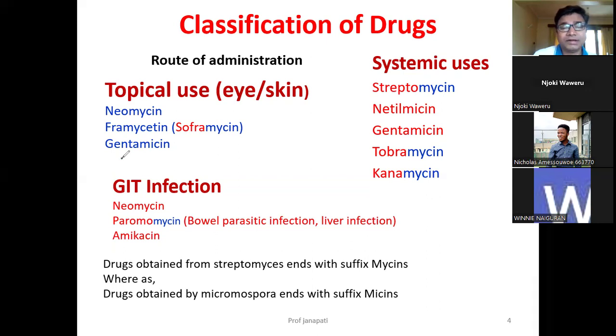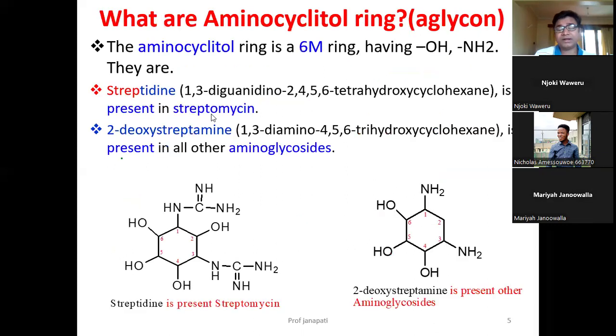Okay. Now, let us see what are aminocyclitols. As I told you, this is an aglycone portion, which has a cyclic structure, as the name suggests. They have amino groups and hydroxyl groups on a six-membered cyclic ring structure. So aminocyclitols are six-membered rings having hydroxyl groups and amino groups.